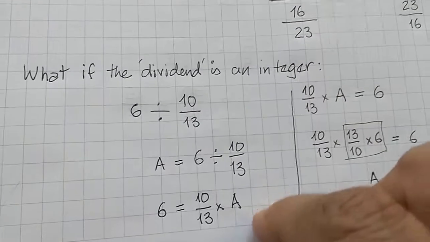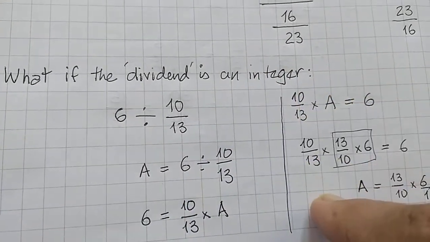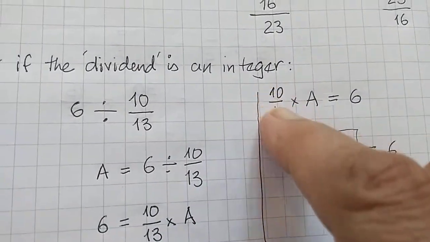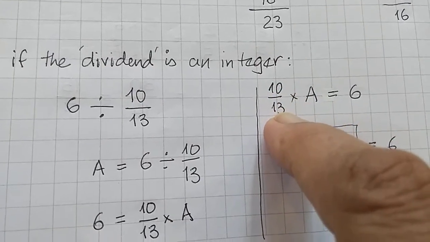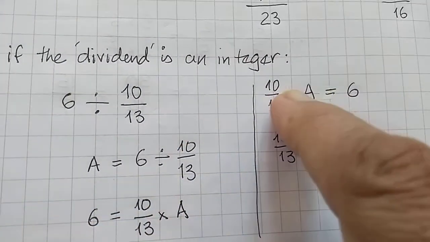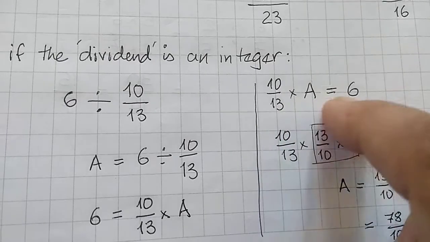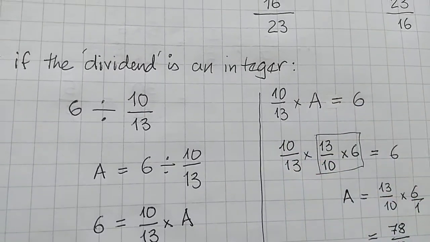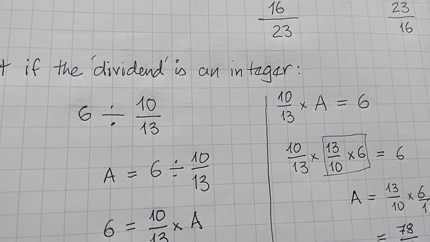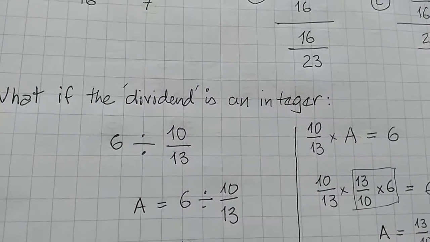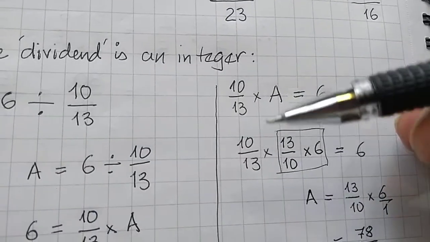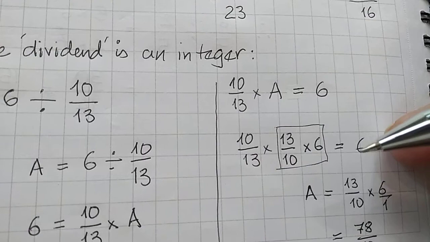I don't really like going back up on the same piece of paper, but I'm doing it because I don't want to turn the page yet. So now I'll put this on the left, so I get 10 over 13 into a box is equal to 6.